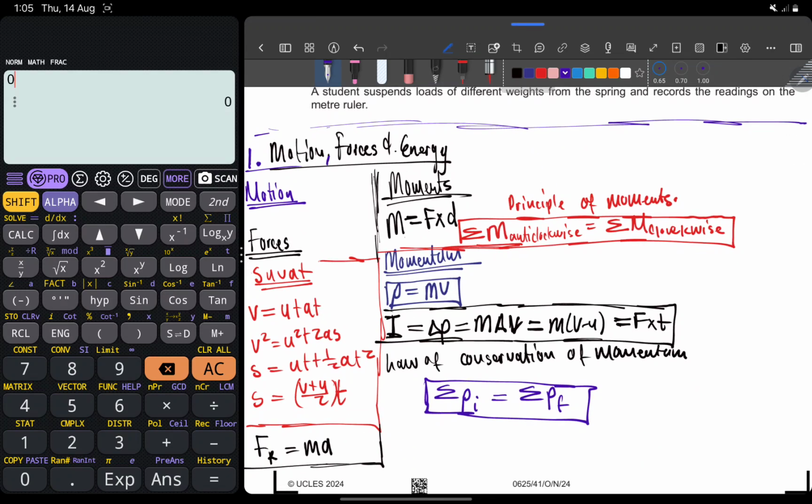This is all coming under momentum. On moments, you should know moments and the principle of moments. On momentum, you should know momentum and the law of conservation of momentum. Are we together? So there's going to be the conservation of momentum.